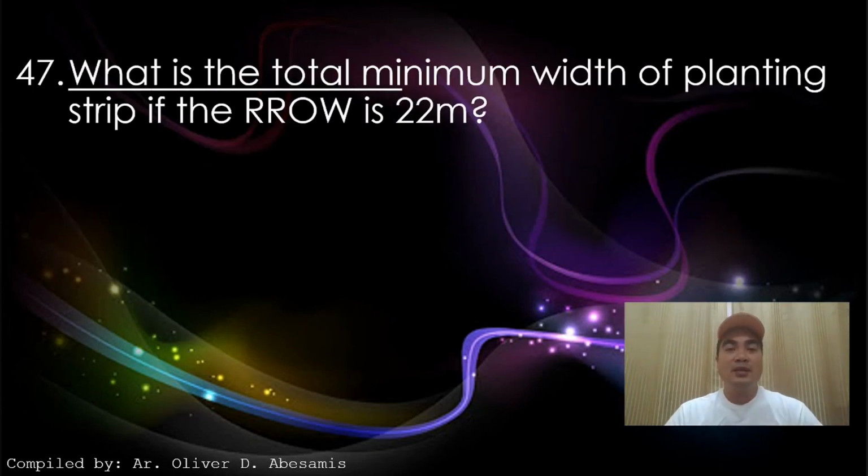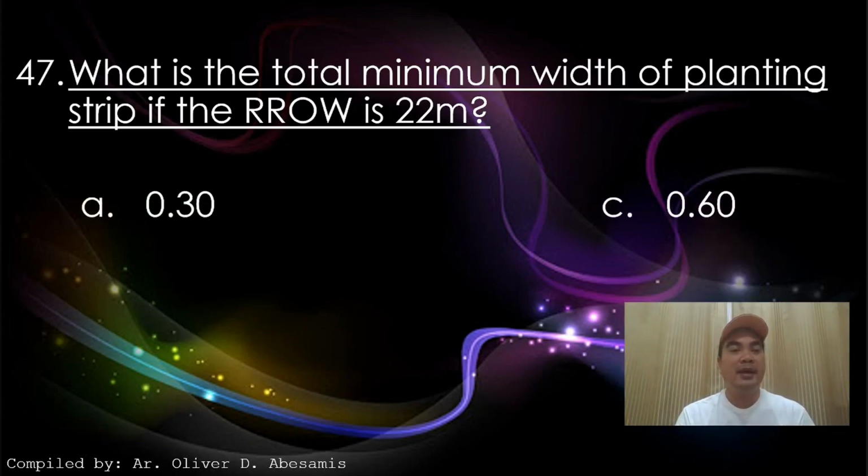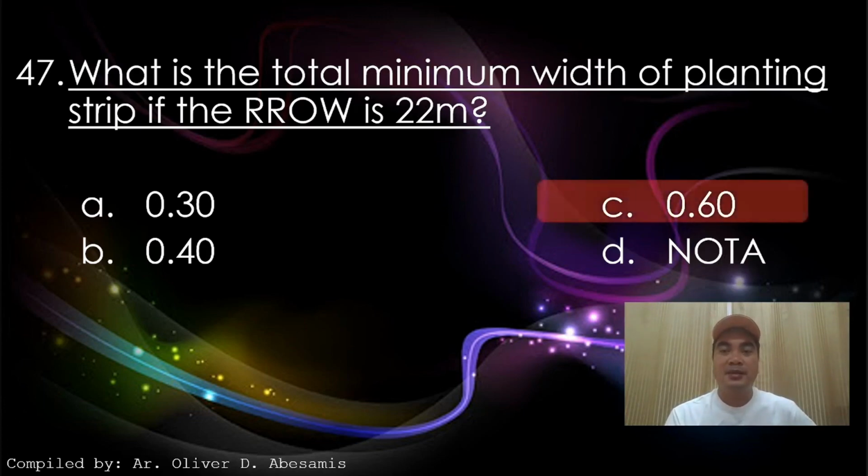47. What is the total minimum width of planting strip if the road right-of-way is 22 meter? A. 0.3 meter. B. 0.4 meter. C. 0.6 meter. And D. None of the above. Answer? C. 0.6 meter.